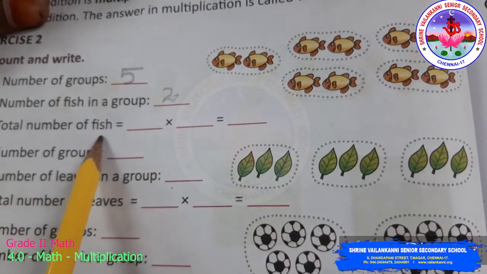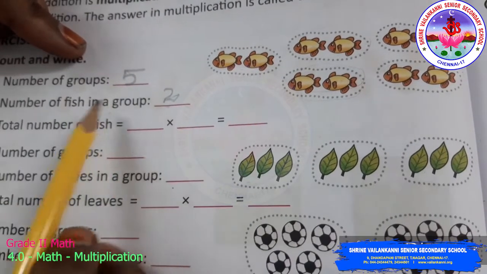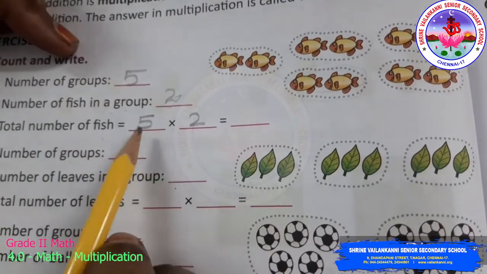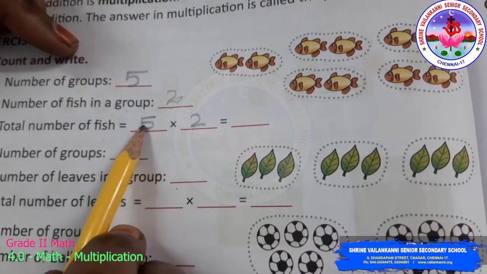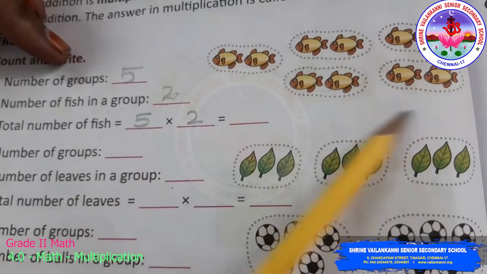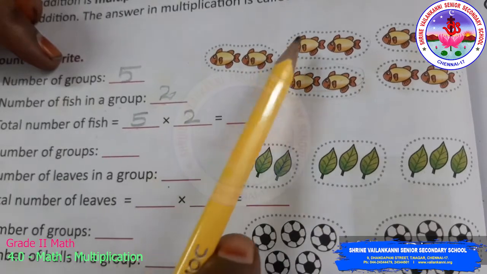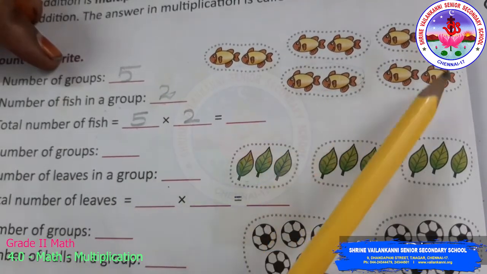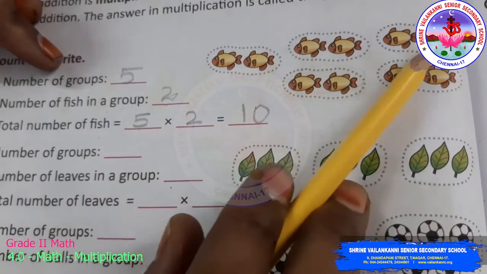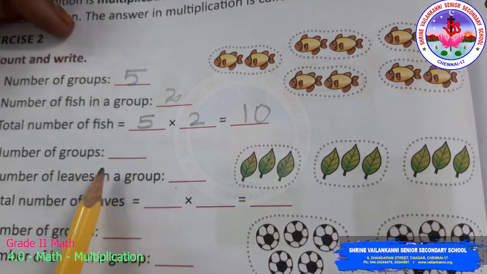So the total number of fish, how will you find it? Number of groups into number of fish in a group. So 5 into 2. You have to add 2, 5 times. If you add 2 five times, you will get the answer. Here you can count and write, because they have given you the pictures. You can even count and get the answer: 1, 2, 3, 4, 5, 6, 7, 8, 9, 10. Or you can add 2 plus 2 is 4, 4 plus 2 is 6, 6 plus 2 is 8, 8 plus 2 is 10.